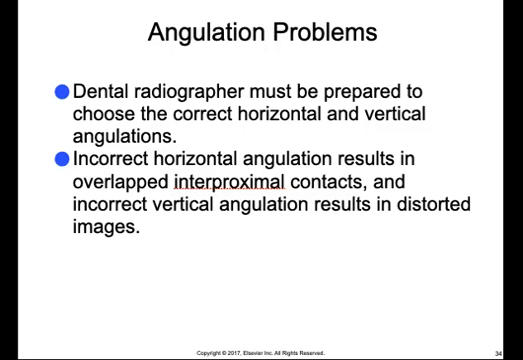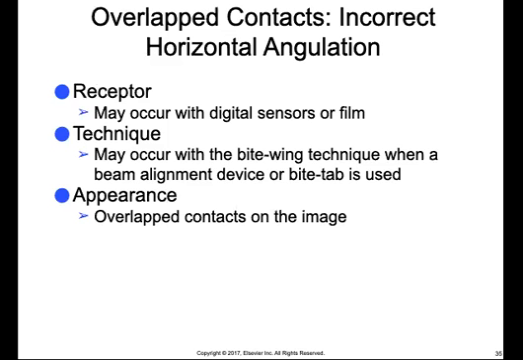Angulation problems. To produce diagnostic bite wing images, the dental radiographer must be prepared to choose the correct horizontal and vertical angulations. Incorrect horizontal angulation results in overlapped interproximal contacts, and incorrect vertical angulation results in distorted images. So if you have overlapped contacts, that basically means you have incorrect horizontal angulation.